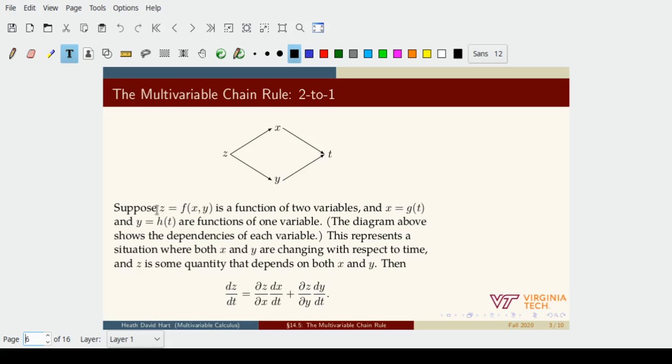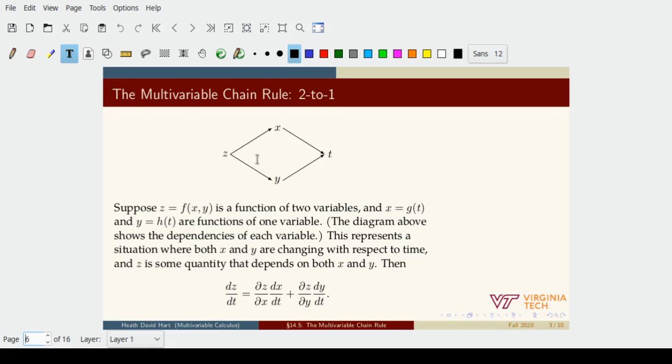Let's suppose that we have a function z equals f of x comma y, and it's a function of two variables. And I'm representing in this diagram by saying that in order to calculate what z is, we need to know what x is and we need to know what y is. That is, there are two arrows coming from z. And then we also have that x is a function of time and y is a function of time. x and y are both functions of t. So to compute what x is, I need to know what t is. And to compute y, I need to know what t is. So what we call this is a dependency diagram.